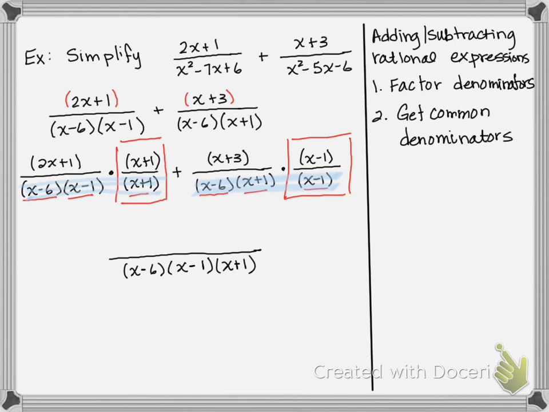So we've got our common denominator, and then our numerator, we're just going to rewrite it, literally copy this whole thing, including the addition sign. So we've got 2x plus 1 times x plus 1 plus x plus 3 times x minus 1. And you can combine like terms. And I can't because they're in parentheses.